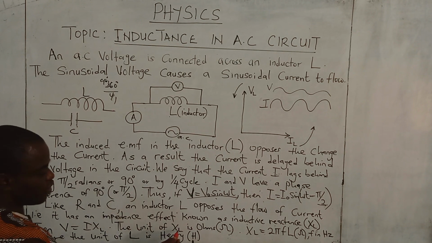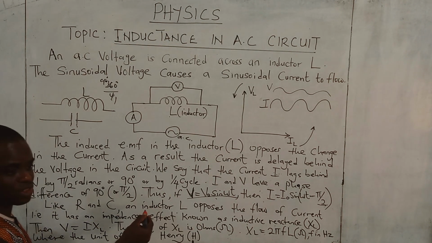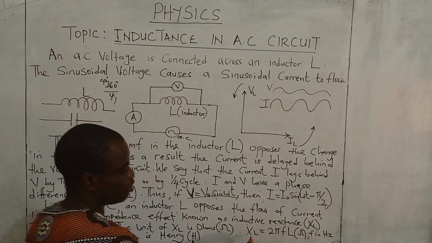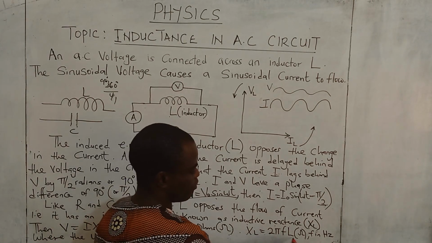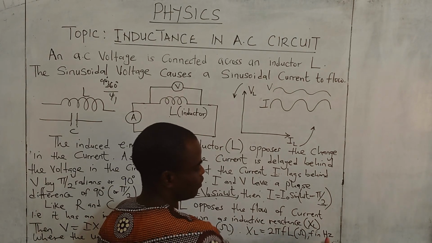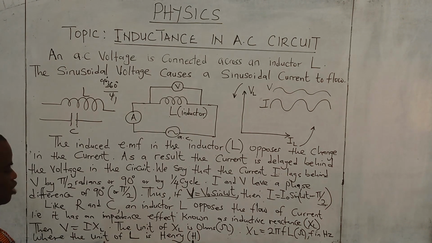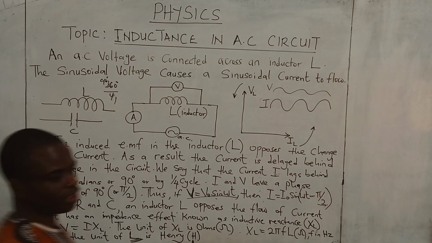Now, the unit of XL is ohms, as you have in resistance. And the formula for XL is 2 pi F L ohms, where F is in hertz and the unit of L is Henry. Please take note: the unit of an inductor is Henry.